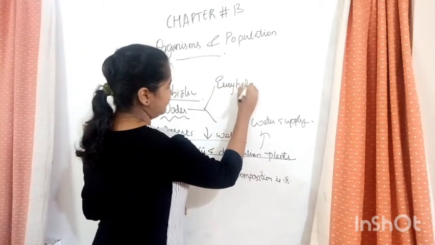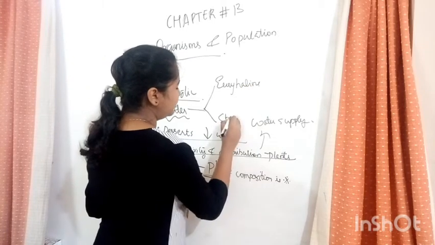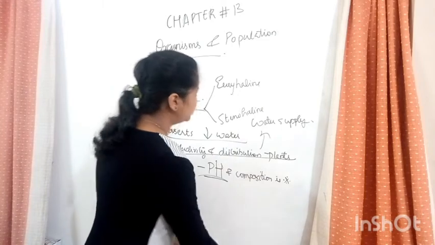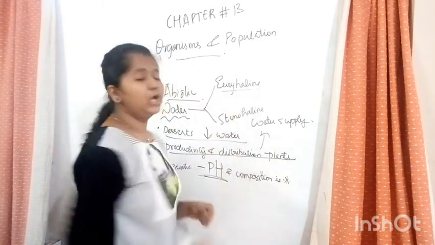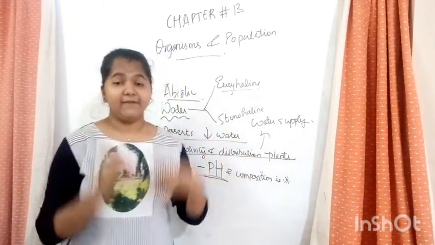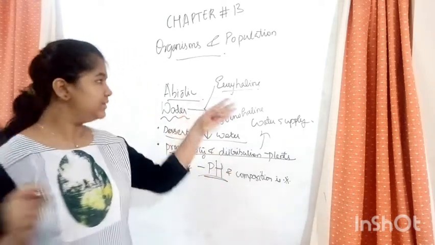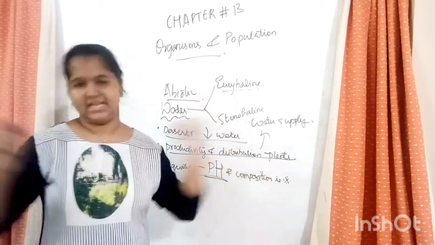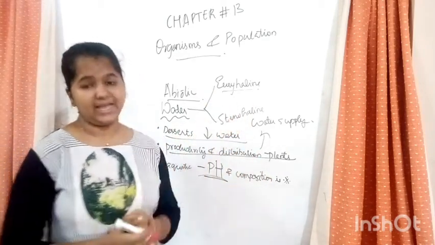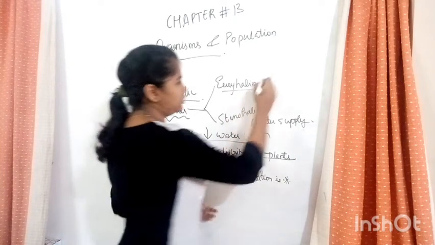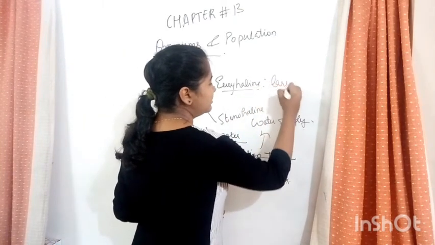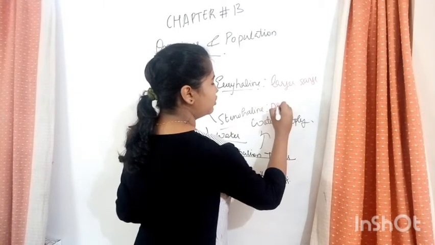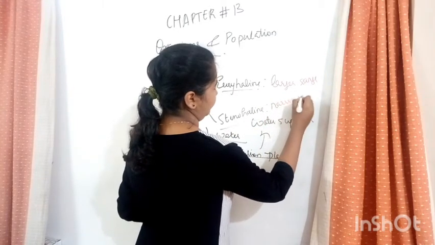Euryhaline and stenohaline. Euryhaline organisms have a wide range of adaptations to saline water. They can adjust to a larger range of salinity. Whereas stenohaline organisms have a narrow range. So we write larger range here, and narrow range over here.